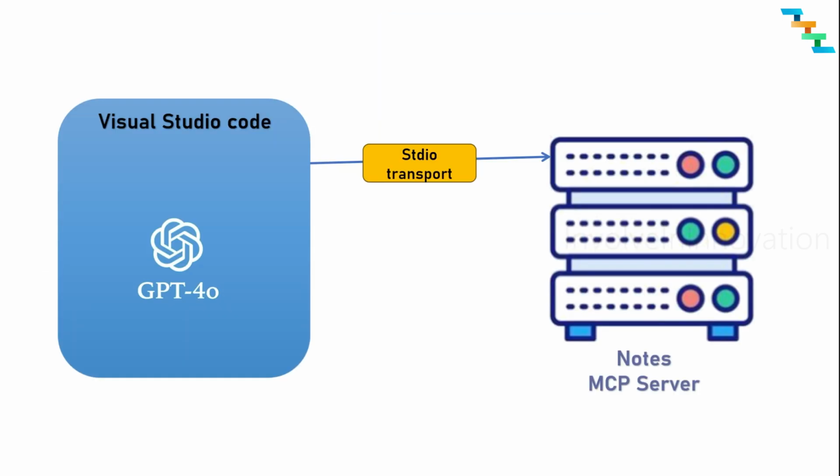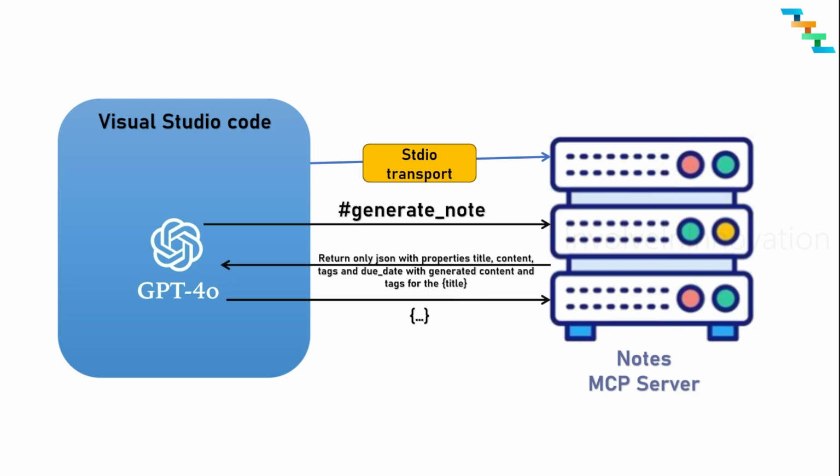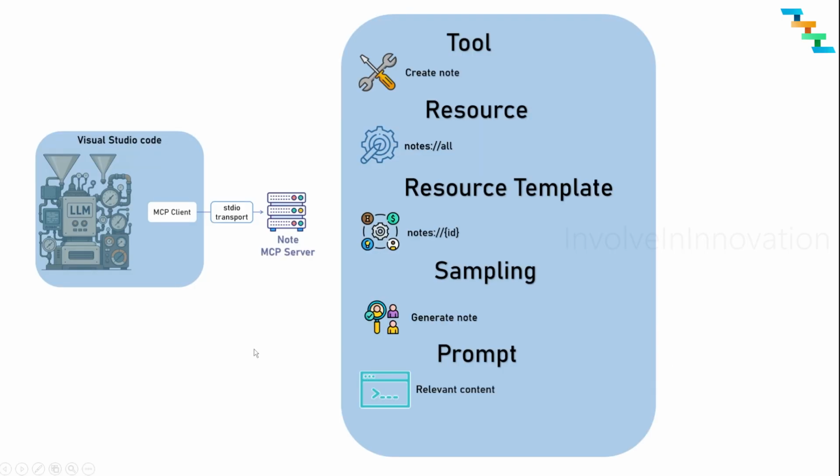Sampling, this lets AI generate or refine content dynamically. So this will help your MCP to connect to your LLM. The MCP will send a prompt to the LLM model and then it will get the answer from there, and then it can refine content dynamically. So this is sampling. So these five are the basic primitives in MCP architecture.